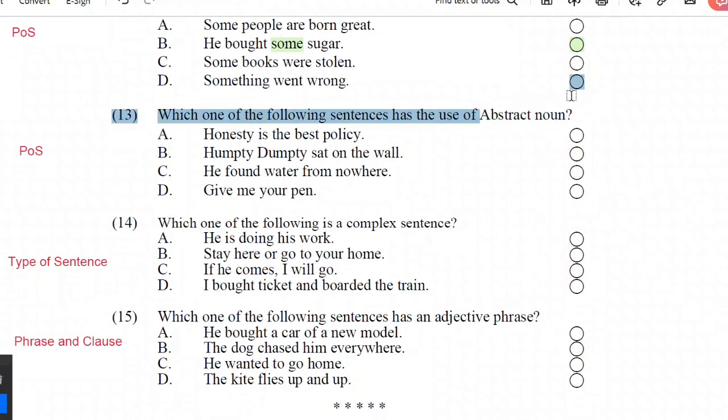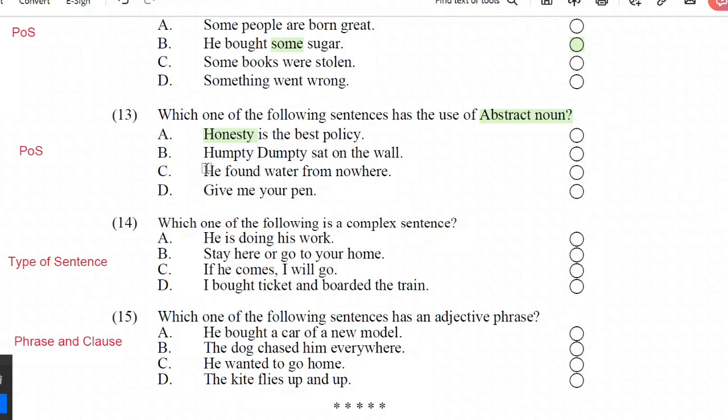What is an abstract noun? An abstract noun is an idea, an emotion, a feeling, a concept that is in your mind, in your head. You cannot touch it. Honesty, again, is an abstract noun because it's an idea, a concept, and it varies from person to person. Humpty Dumpty is a proper noun.